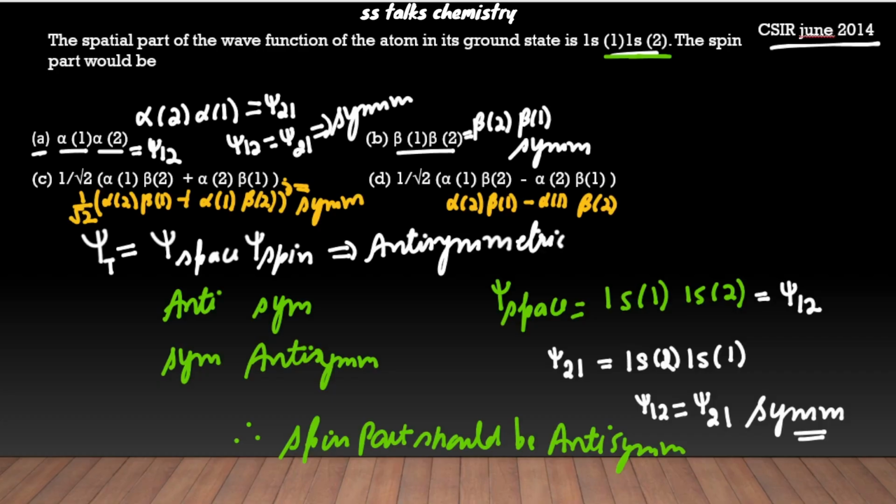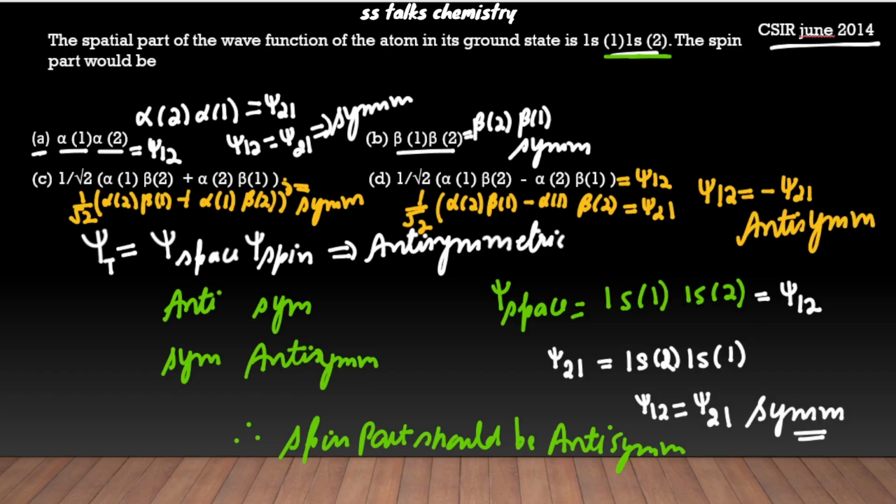So this was your psi12 and this is your psi21. Here psi12 is equal to negative of psi21. If you compare both, the negative sign has to be taken outside so that you can make the equality in both. So if psi12 is minus psi21, it implies it is the anti-symmetric part of the wave function. That means this is going to be the spin part corresponding to the space part, which is 1s1, 1s2. I hope the concept is clear. So option D is the right answer for this one.